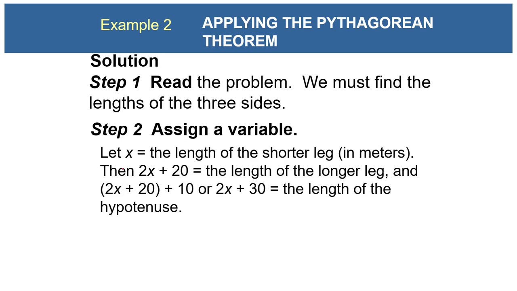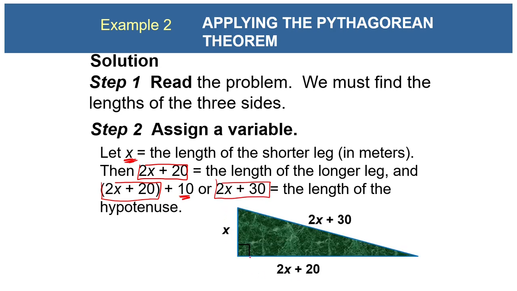Recall, the length of the shorter leg is x. We're just going to give that a name. And we know the length of the longer leg is twice that of the short leg plus 20 more. That's where we get the 2x plus 20 from. And we know the hypotenuse is going to be the length of the longer leg plus an additional 10 more. And that's how we got 2x plus 30 is equal to the length of the hypotenuse.